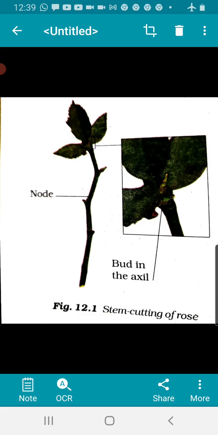You must have seen flower buds developing into flowers. Apart from flower buds, there are buds in the axil of the leaves which develop into shoots. So these buds are called vegetative buds. In this picture you can see the nodes and the buds. A bud consists of a short stem around which immature overlapping leaves are present. The vegetative buds can also give rise to new plants.